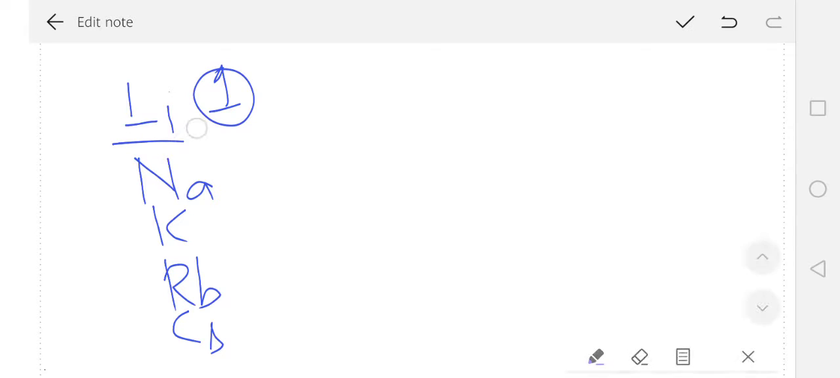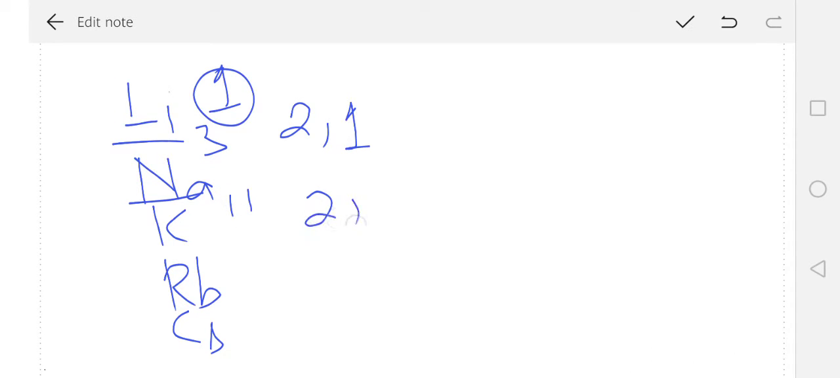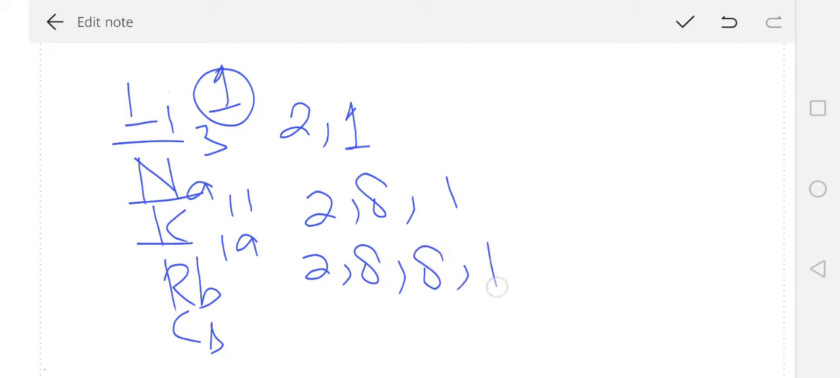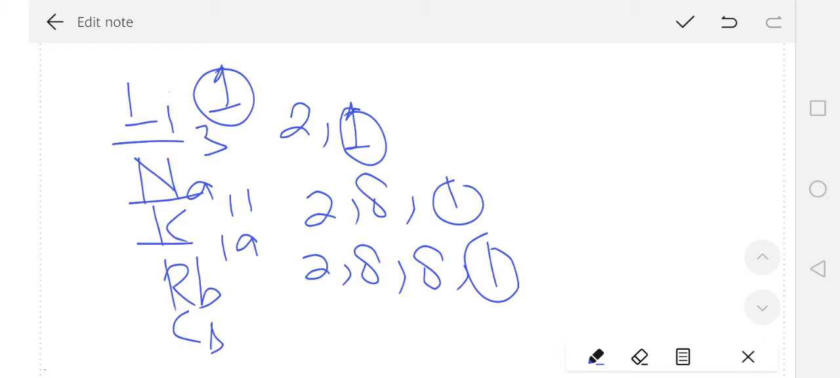For example, in the case of lithium, it has 3 electrons. Its electronic configuration should be 2-1. Sodium has 11 electrons. Its electronic configuration should be 2-8-1. Potassium has 19 electrons. Its electronic configuration should be 2-8-8-1. So you see that there is only 1 electron in the outermost shell. So if there is 1 electron in the outermost shell, in the case of metals, it has valency 1.